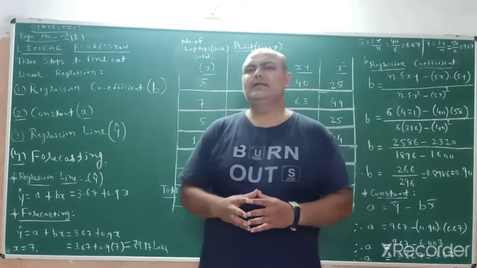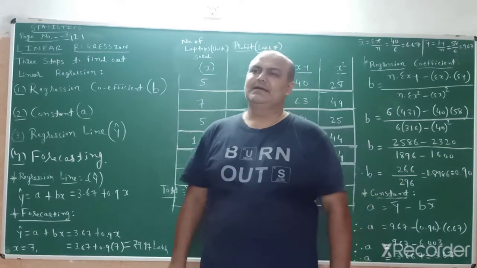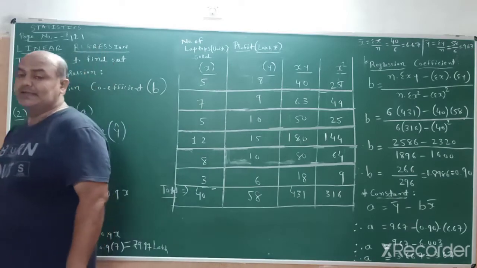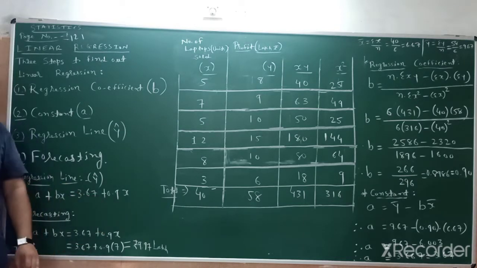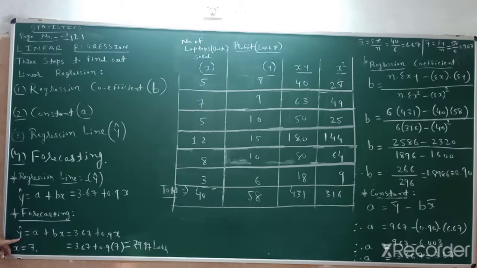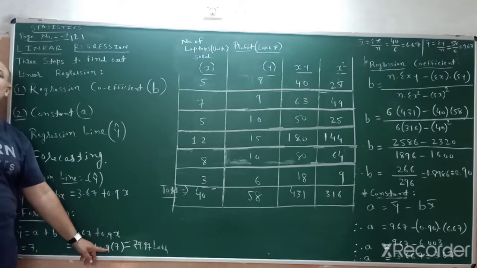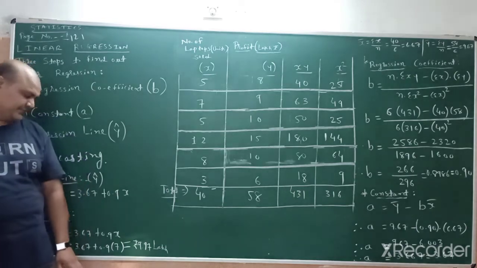Forecasting means when some value of x is available, on the basis of which we have to find the value of y. So here in the question they provide us the value of x, and that is, students, x is equal to 7. So in place of x of the regression line we put the value 7. That is, y cap is equal to A plus bx. A is 3.67 plus b 0.9. In place of x we put 7. So 3.67 plus 0.9 into 7, that is 6.3.